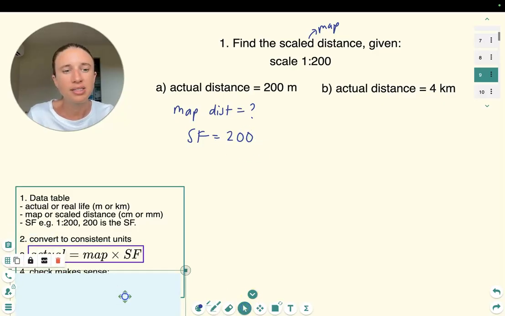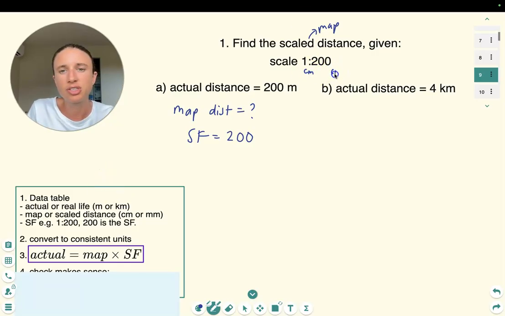Next step is convert to consistent units. So what helps is I write down 1 centimeter is to 200 centimeters. I write down that. And I think, okay, I need to work in centimeters. I'm given meters here though. So how could I convert that 200 meters to centimeters? I am just going to times it by 100. Okay, so put 2 zeros on the end.